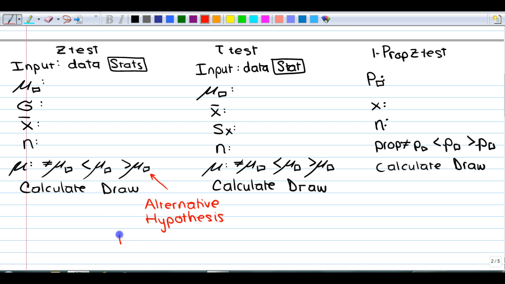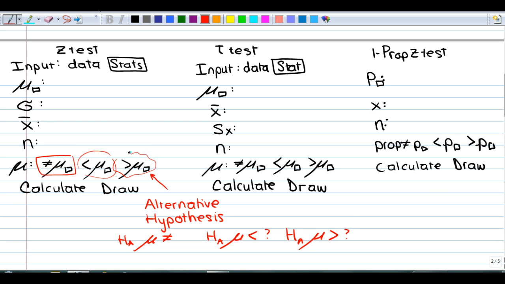If your alternative hypothesis is mu unequal to some value, you would choose this one. If your alternative hypothesis was mu less than some value, you would choose the next one. If you have a right-tailed test, your alternative hypothesis is that mu is greater than some value, you do this last one.